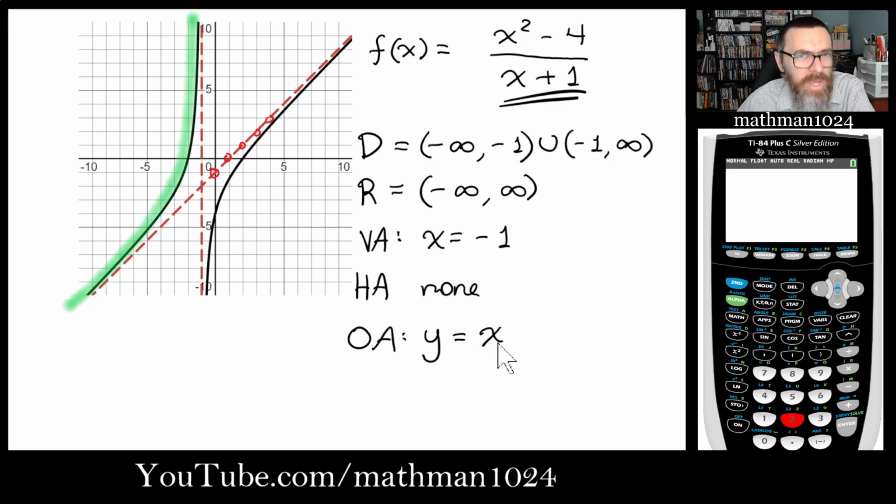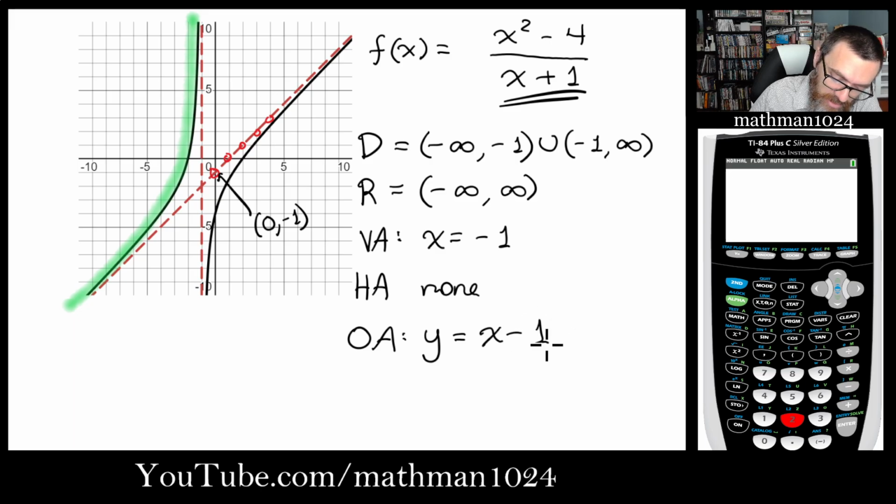But what about the y-intercept for the oblique asymptote? We see that we are intersecting right here at 0, -1. So it's going to be y equals x minus 1. Now, again, that's me picking it off from the picture, but you can always do the math to confirm it, especially if you've got the function here.